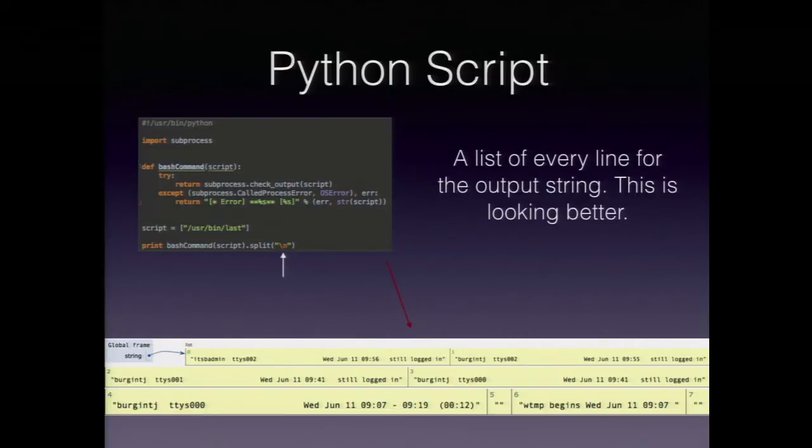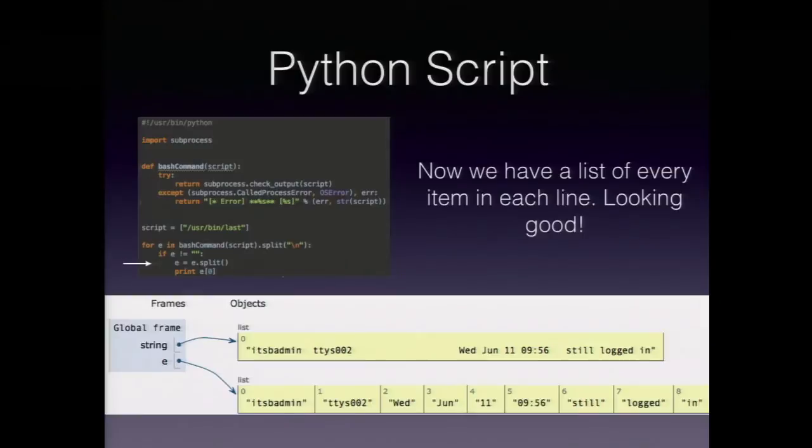Now that we have each line out, we want to go further and get at each item in that line. And that's where a nice and simple for loop comes in. So we go ahead and write: for E in our bash command split \n. Basically, we're taking every line that's in that bash command and getting every element out of it. And for every element, we're going to go through a little block of code, everything that's under the for.